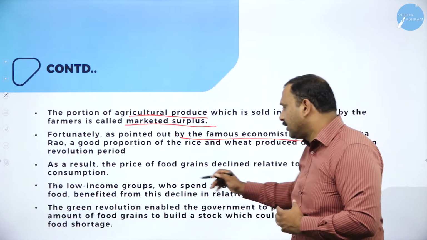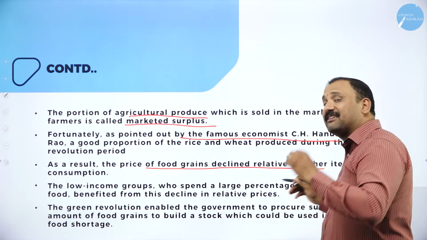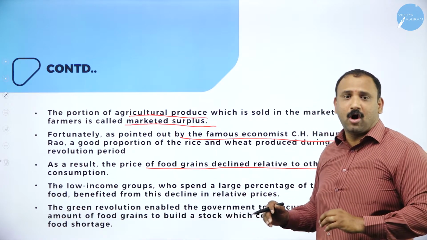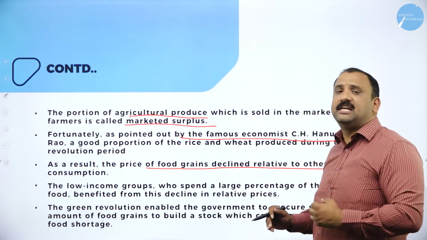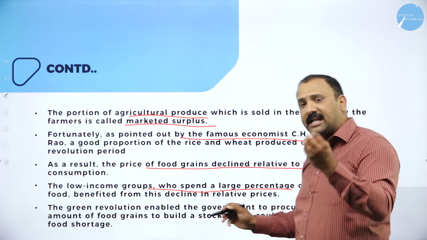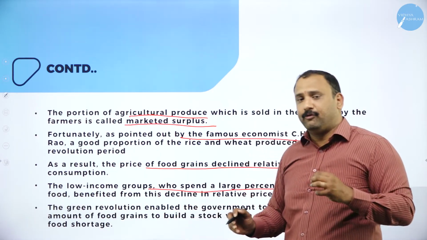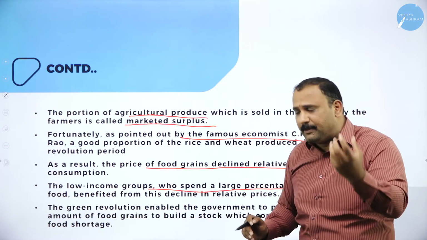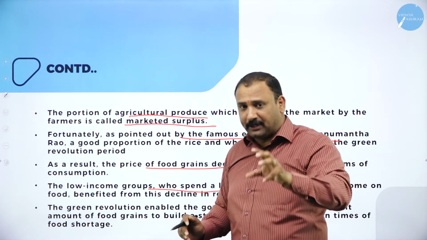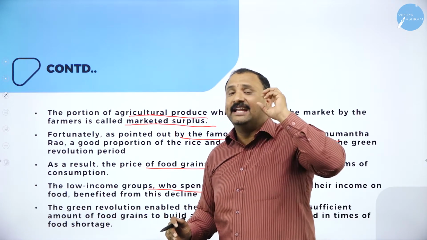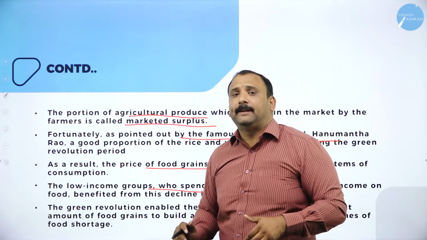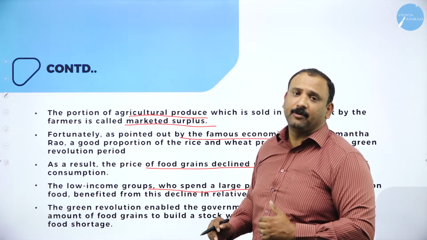And as a result of this, the price of food grains declined relatively. The prices came down and became affordable for the common man, and we also started seeing growth altogether. The low income group, who spent a large percentage of their income on food, the poor people, the people living below the poverty line, also benefited. So food was produced in necessary and excessive quantity, and the poverty-oriented people also benefited from the Green Revolution.